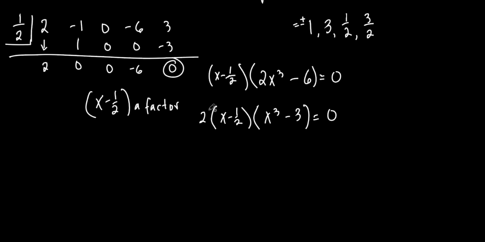So watch what happens. Divide both sides by 2. I don't even need that 2 anymore, do I? Because 0 divided by 2 is 0. So what's this? X equals 1/2.